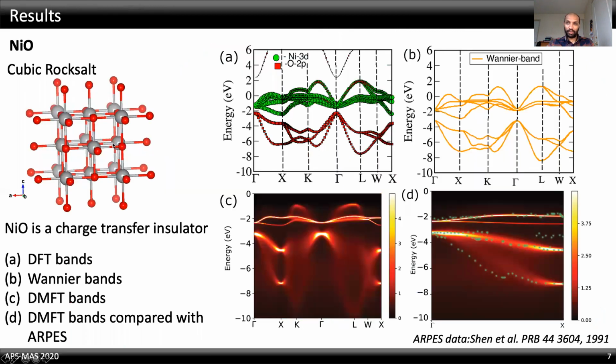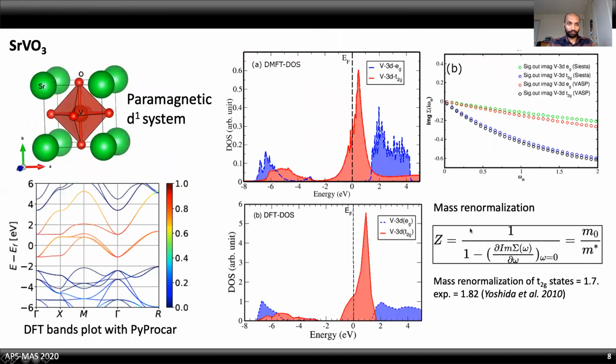Now here are some results we obtained. This is for nickel oxide, and DFT predicts it to be metallic, but in DMFT calculations, we see that the results show an insulating behavior. And that is in agreement with our photoemission data obtained from experiments.